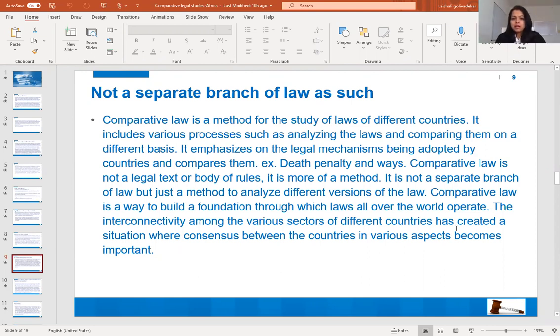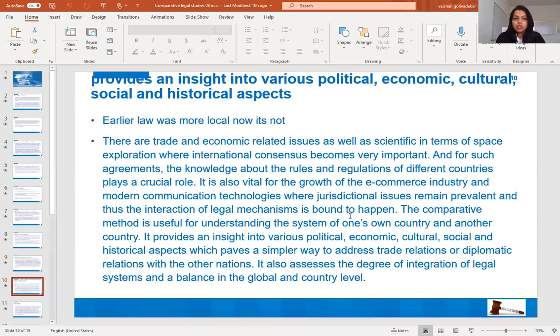Okay, so comparative law is a way to build a foundation through which laws all over the world operate. The interconnectivity among the various sectors of different countries has created a situation where consensus between countries in various aspects becomes important. Next slide. So what's the use? It provides an insight into various political, economic, cultural, social, and historical aspects.